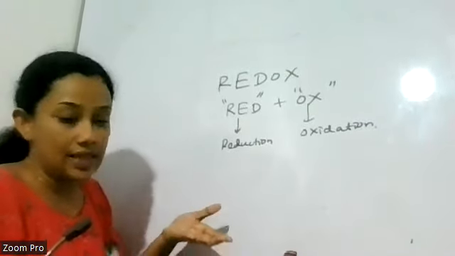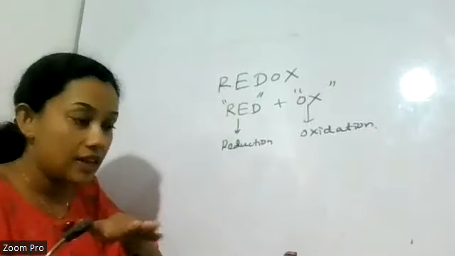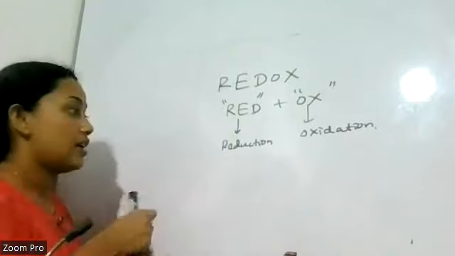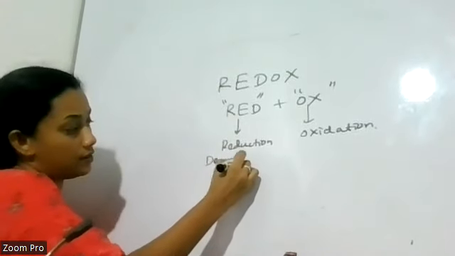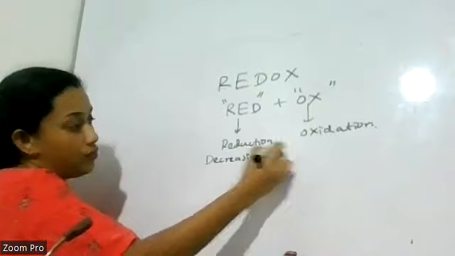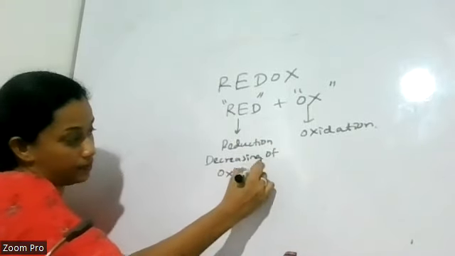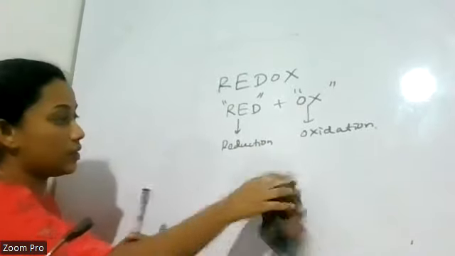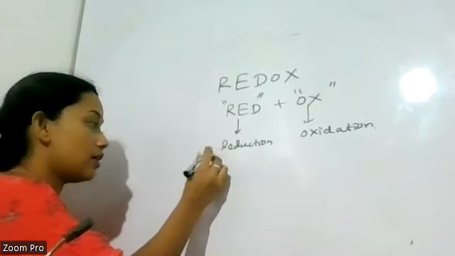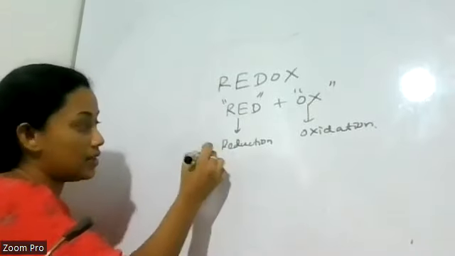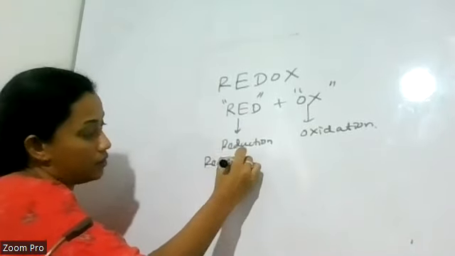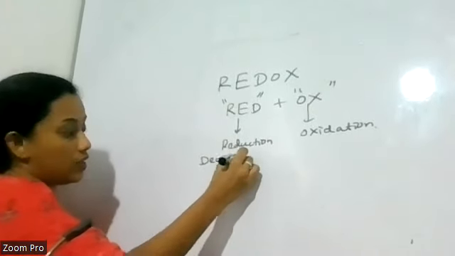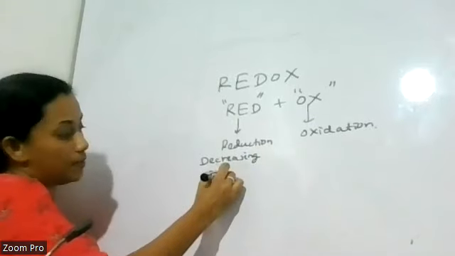Reduction of an element means a decrease in its oxidation number during the reaction. Decreasing of oxidation number. Reduction means a decrease in oxidation number.